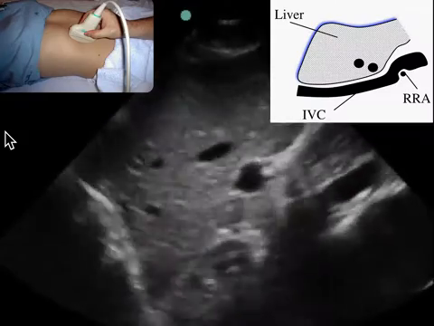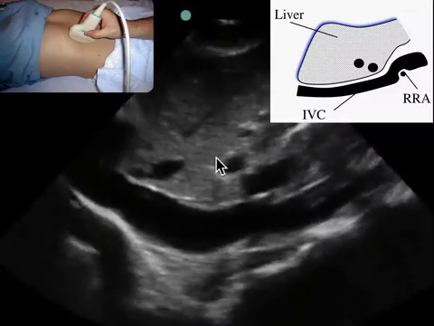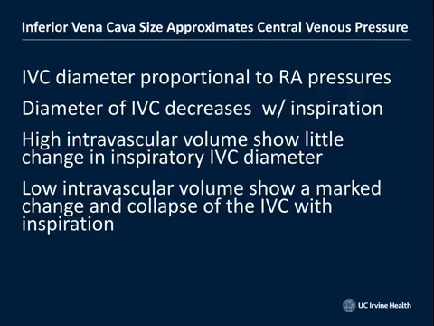But if you just go parasagittal to the patient's right, indicator towards the patient's head, you'll get the liver, and then posterior to that liver should be your inferior vena cava. The inferior vena cava is nice because as the patient takes a deep breath, the IVC flattens down. And if it really flattens down, we know the patient's got low intravascular volume because we see collapsing of the IVC.